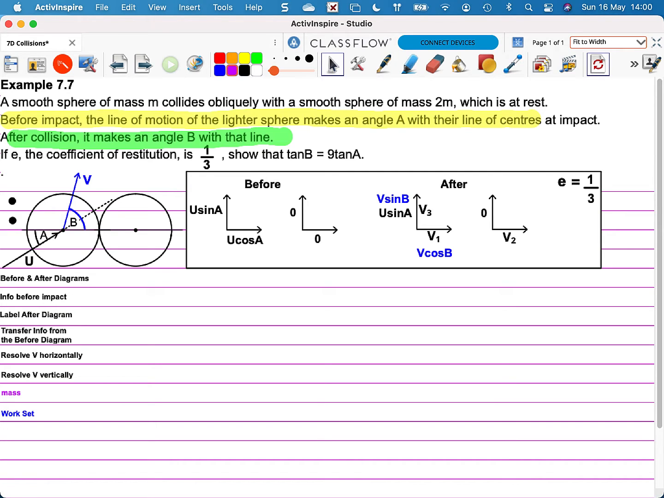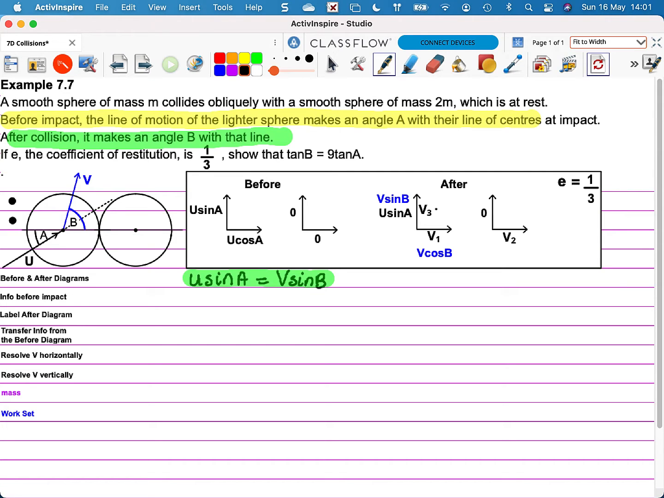And that now means that we've got two expressions for V3. We've got V3 from the transfer earlier on, which is u sine A, and we've also got V3 from the question, which is v sine B. So we can now write down here that u sine A is equal to v sine B, and we're going to be using this later on in the question. It's an extremely important piece of information. Highlight it for use later.